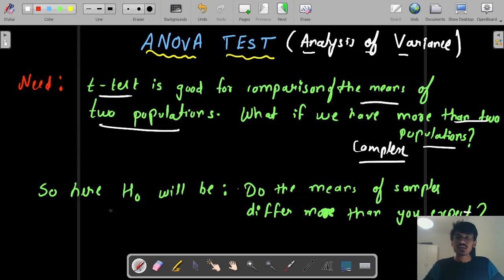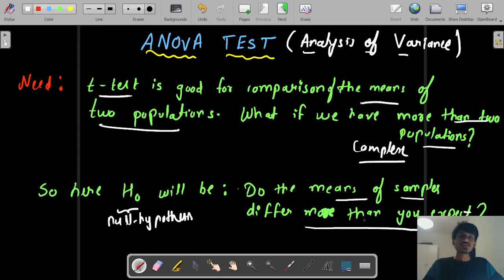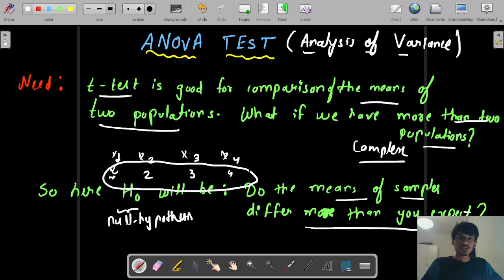So what we do in ANOVA is that here our null hypothesis, which is H naught, will be: do the means of the samples differ more than you expect? So we will be having, let's say, x1, x2, x3, x4. We have four different populations. So we will find the mean of all these populations, mean 1, mean 2, then mean 3 and mean 4. And our null hypothesis will be whether all these means are equal or not. Right? So it should not be like the means of these samples should differ more. Yeah, so this is the basic motivation behind the need of ANOVA.